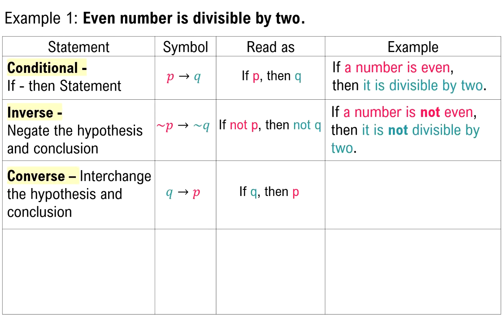For example, our conditional statement is, if a number is even, then it is divisible by 2. To make this a converse statement, we just reverse it. Our hypothesis is a number is even, and our conclusion is it is divisible by 2. We just switch their places. So, our converse statement would be, if a number is divisible by 2, then it is even. You will notice that our conclusion, a number is divisible by 2, now comes first.